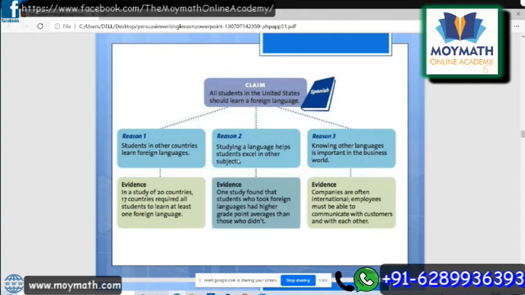Knowing other languages is important in the business world. Evidence is companies are often international. Employees must be able to communicate with customers and with each other.